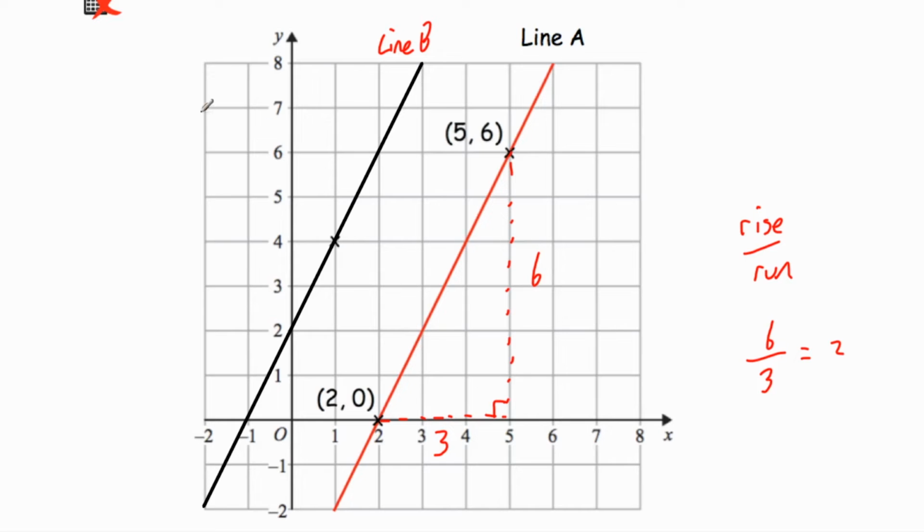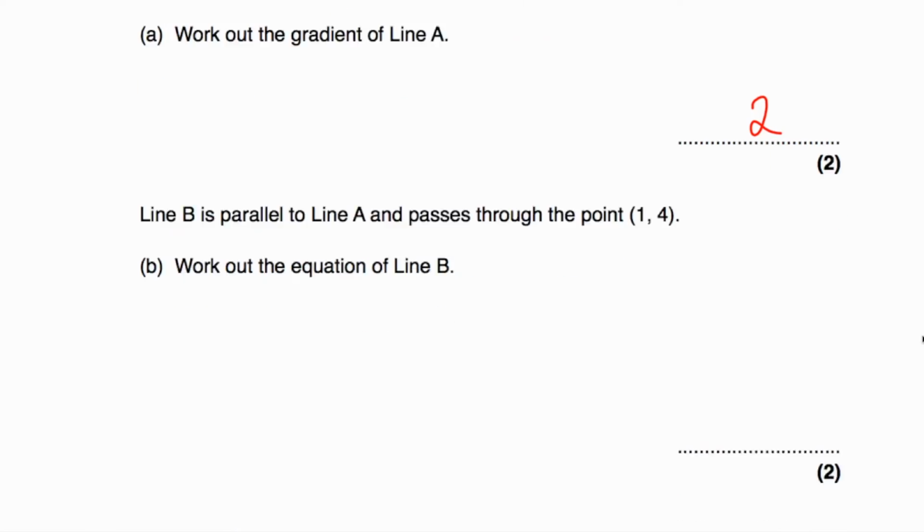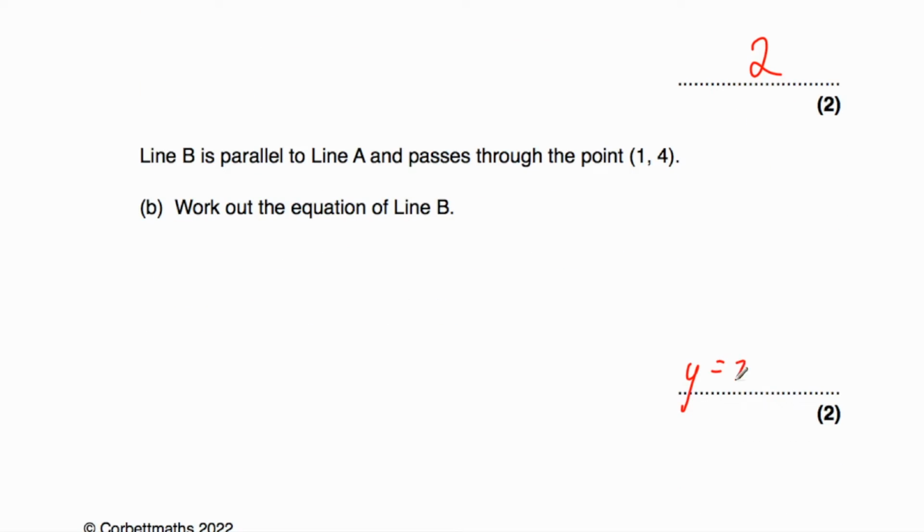And if we want to find the equation of this line, we know it's in the form y equals mx plus c. Now we know the gradient is 2, so that's going to be y equals 2x, and we just need to find the plus c where it crosses the y-axis. If we look at our line, it crosses the y-axis at 2, so it'll be y equals 2x plus 2. So that's one way we can find the equation of the line B.